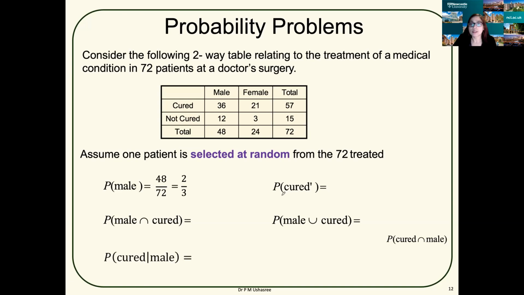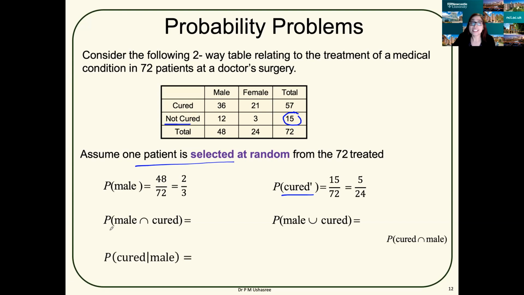Now, next question. What is the probability that the patient you selected randomly is uncured? So you have how many uncured patients? Look at that, not cured. It's 15 out of 72, as the total patients is 72. You can reduce it further and you get 5 out of 24.